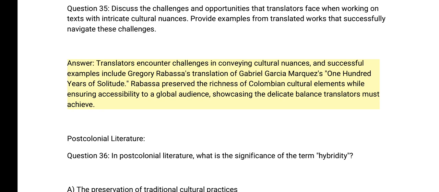Answer: Translators encounter challenges in conveying cultural nuances, and successful examples include Gregory Rabassa's translation of Gabriel Garcia Marquez's 100 Years of Solitude. Rabassa preserved the richness of Colombian cultural elements while ensuring accessibility to a global audience, showcasing the delicate balance translators must achieve.